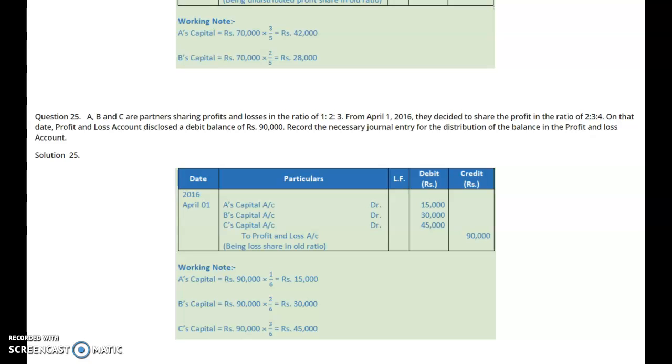See here, the total will be 6. A's share is 1 by 6, B's share is 2 by 6, C's share is 3 by 6. So 90,000 will be divided in this ratio of 1 by 6, 2 by 6 and 3 by 6. This way we have recorded a journal entry relating to the amount of loss in the profit and loss account, or the debit balance of profit and loss account.